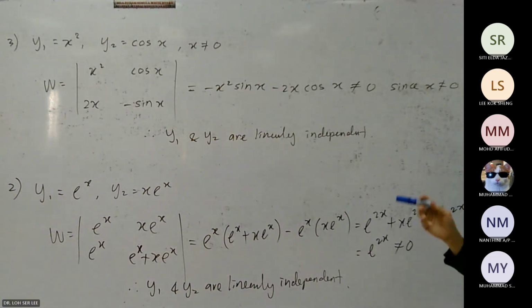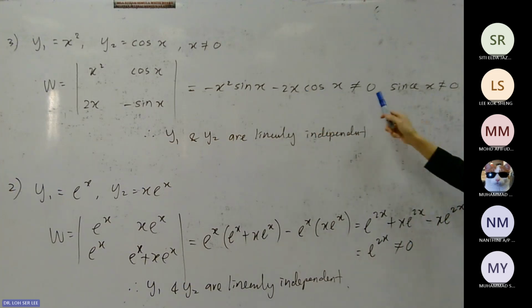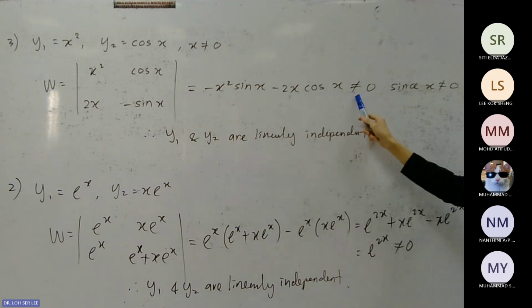Okay, clear? Because x is non-zero, y1 and y2 are independent. Yes, because x is non-zero, so you won't get 0. You will never get 0 since x is non-zero.